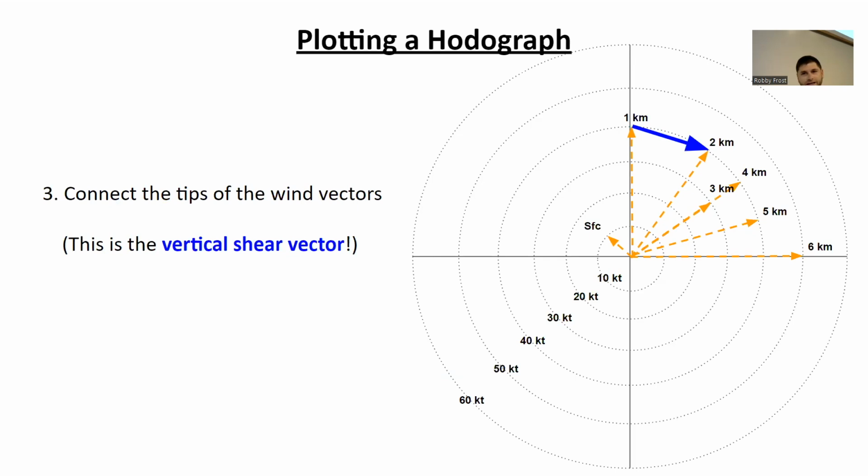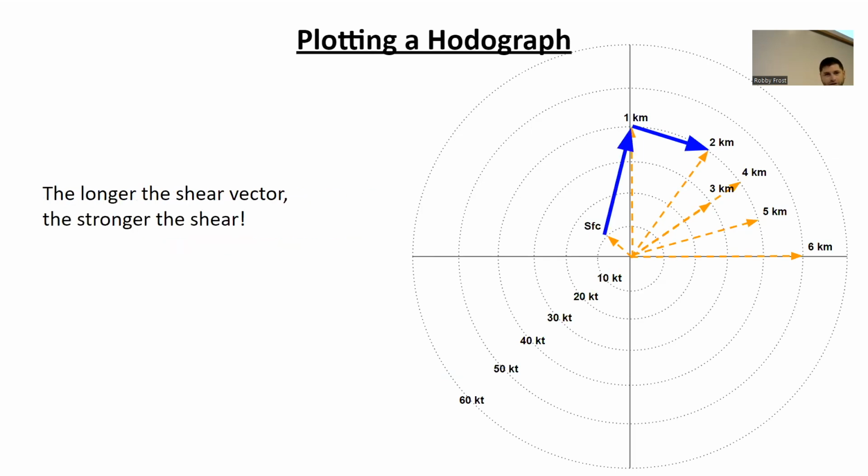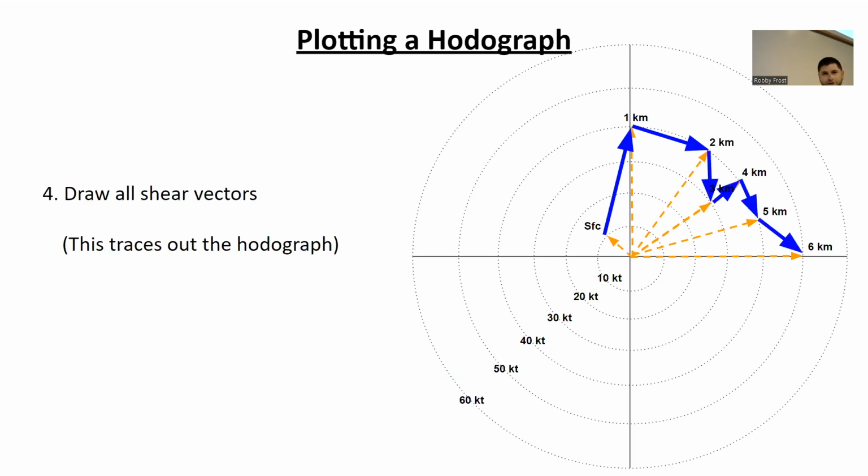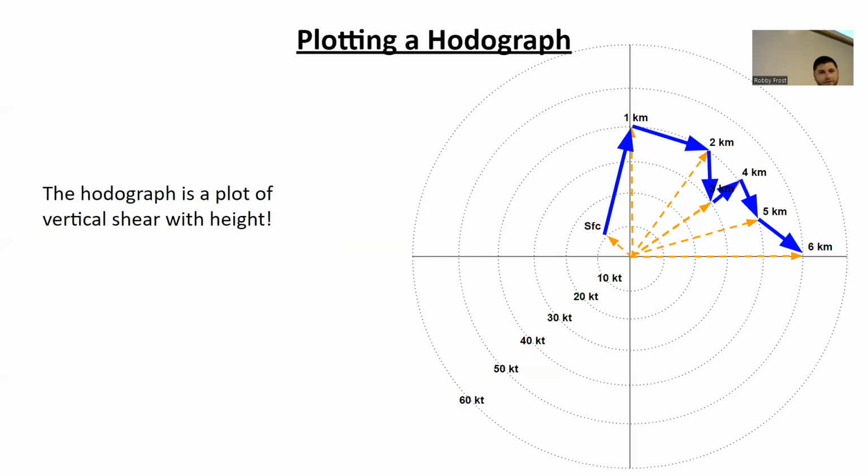Next, if we connect any two of these wind vectors, that's actually a vertical shear vector. The reason for this is because we're simply taking a bulk wind difference between two different levels. That is vertical wind shear. So the longer these shear vectors, no surprise, the stronger the shear is in that layer. In this case, you can see we have stronger surface to 1 shear than 1 to 2. If we do this for every point on the Hodograph, this traces out the Hodograph. So the Hodograph is just shear vectors with height, just like we said in the beginning.